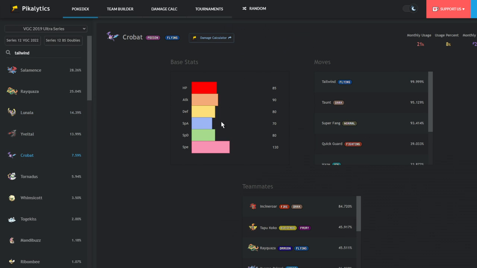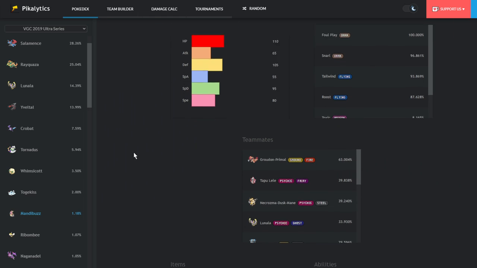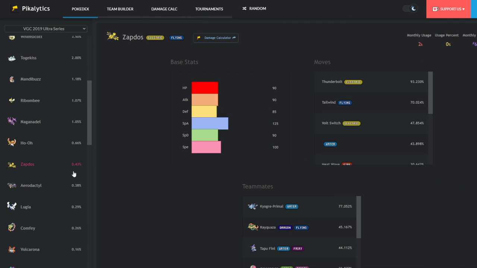Yveltal would run it, Crobat would run it, for the same reason that Suicune does now. However, its speed was mostly just for avoiding stuff like Taunt. Tornadus would run it, Whimsicott would run it, obviously. Togekiss would occasionally run it, Mandibuzz would almost always run it. There were a lot of Pokemon that ran Tailwind.